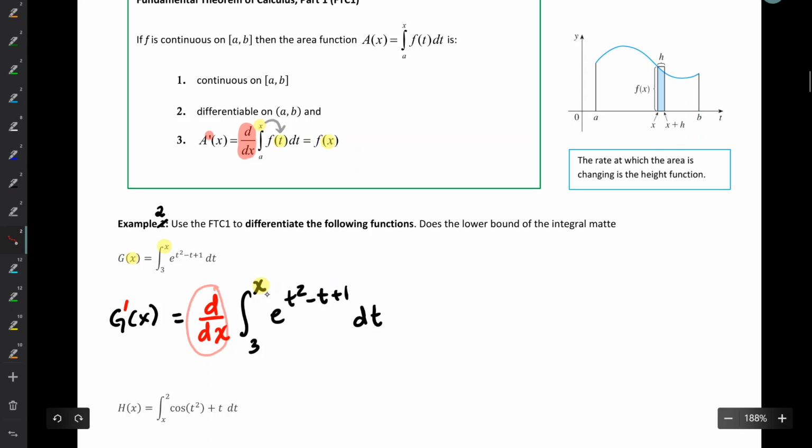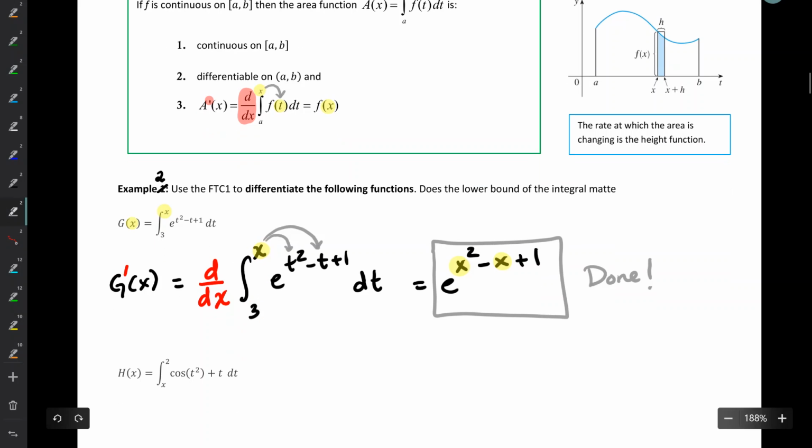The derivative of an antiderivative is my original function. Differentiation and integration do and undo each other. All I'm going to do is everywhere I see a t, I'm going to put an x. e to the x squared minus x plus 1, and I am done. There is no plus C here. This is a definite integral.